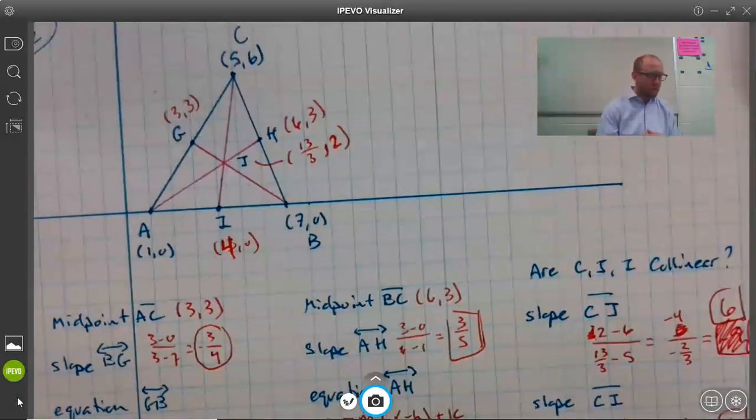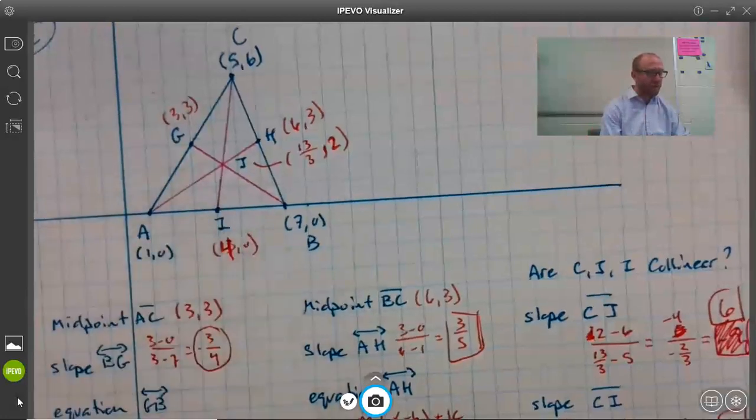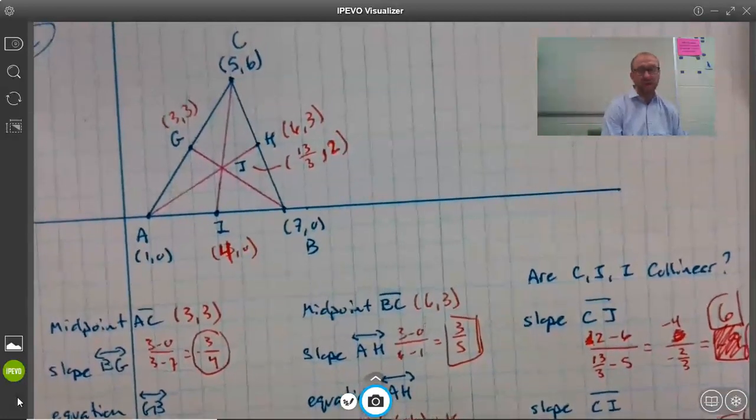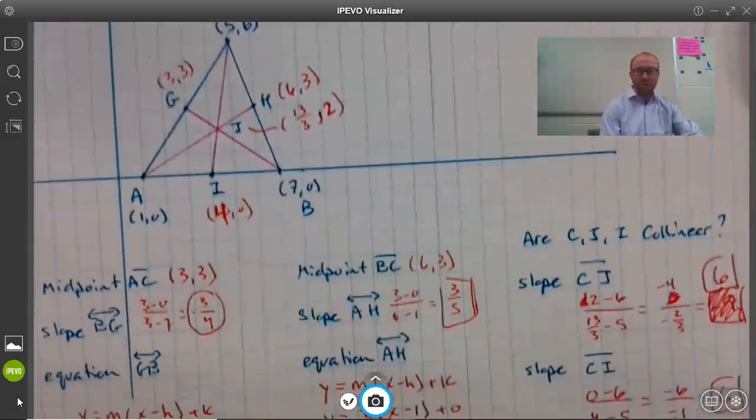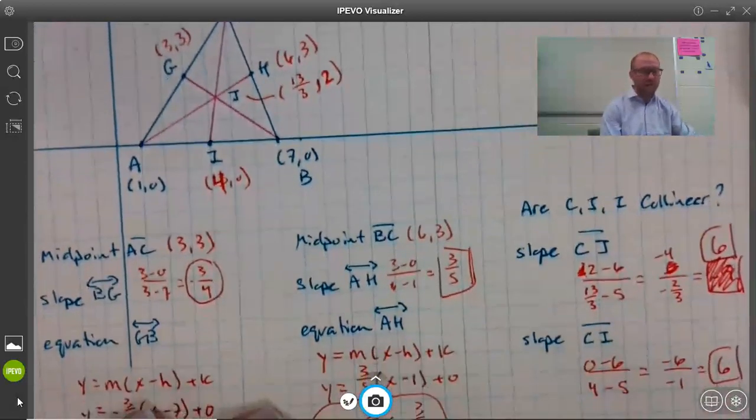So all along the way, looking at what I'm doing and keeping track, having an idea of where things are going to turn out, and especially relying on the diagram as a visual aid, helps a lot. So in fact, these are collinear because those two slopes do turn out to be the same.